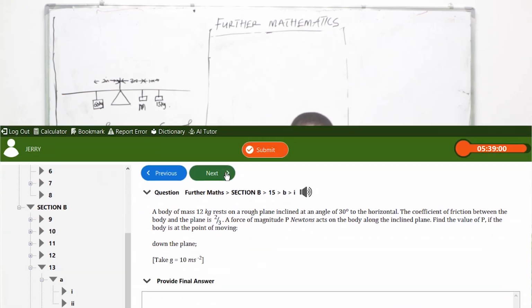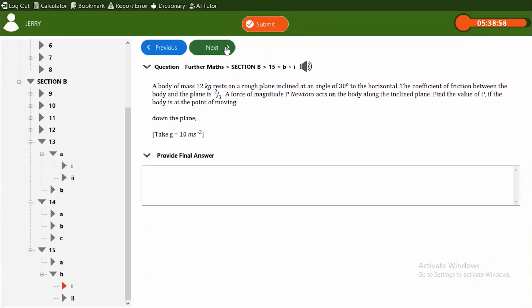15bi, a body of mass 12 kg rests on a rough plane inclined at an angle of 30 degrees to the horizontal. The coefficient of friction between the body and the plane is 2/3. A force of magnitude P Newton acts on the body along the inclined plane. Find the value of P if the body is at the point of moving down the plane.